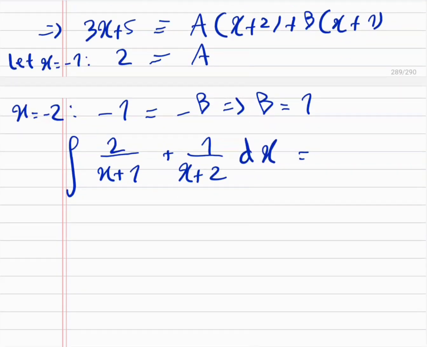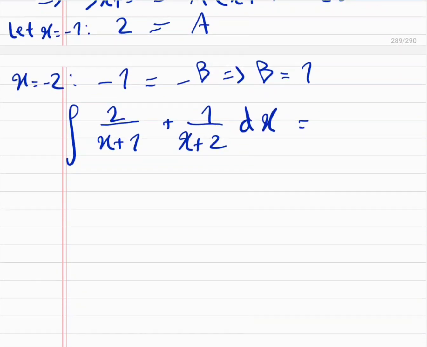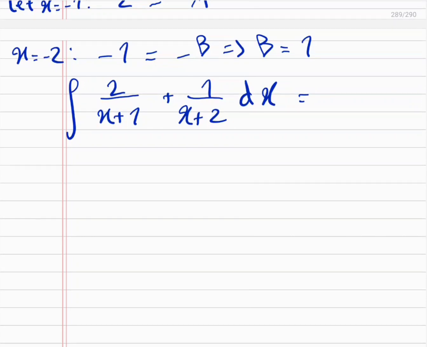Okay, now it's just a simple sort of reverse chain rule integration, because we can just use ln. That's actually one of the most common types of integration that you will use whenever you have fractions and you use partial fractions. So you need to use ln. So the first one is simply 2 ln(x + 1), and the second one integrates to ln(x + 2) plus c.